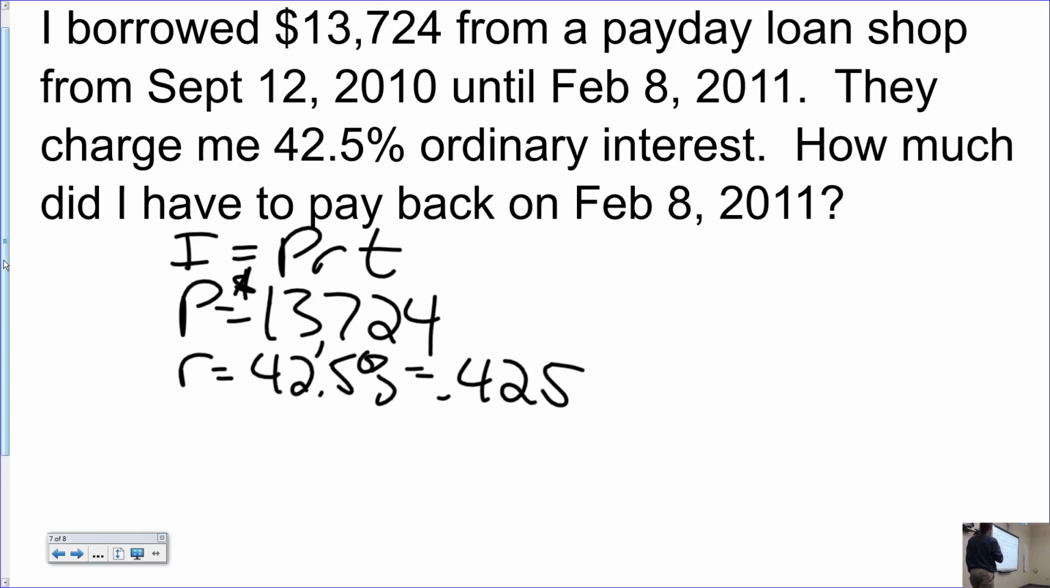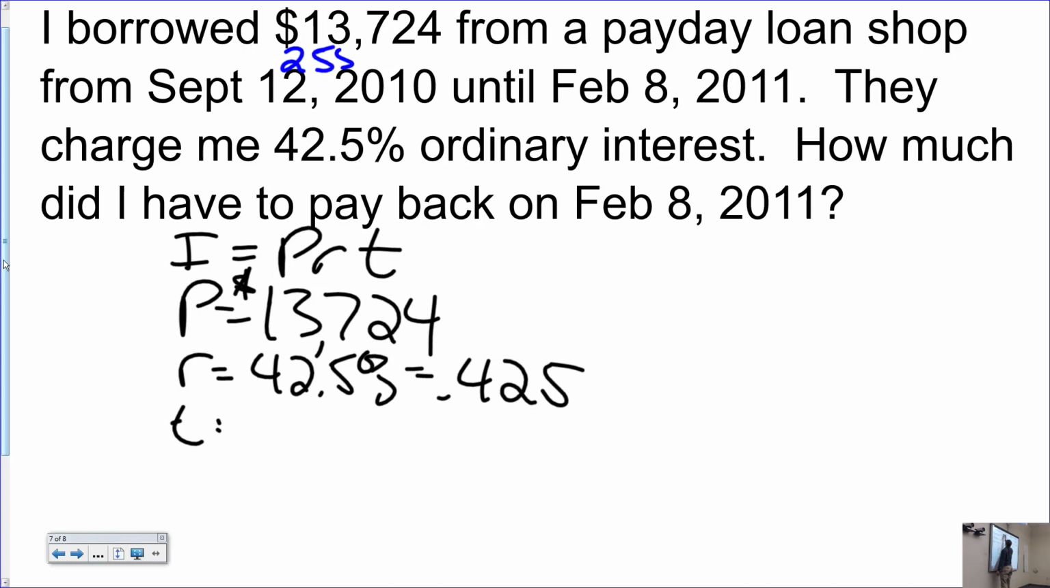And folks, this is a problem that I saw on the homework a little bit too often. That's why I have this question here. How do I figure out how much time there is between September 12th, 2010 until February 8th, 2011? This is spanning 2 years. How do I do those? Well, September 12th is the 255th day.